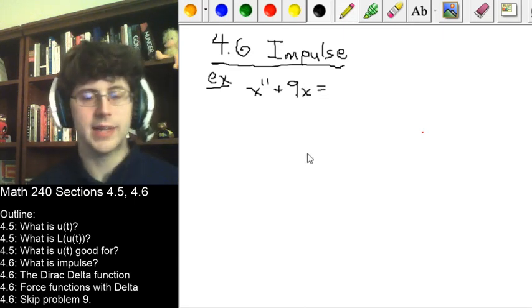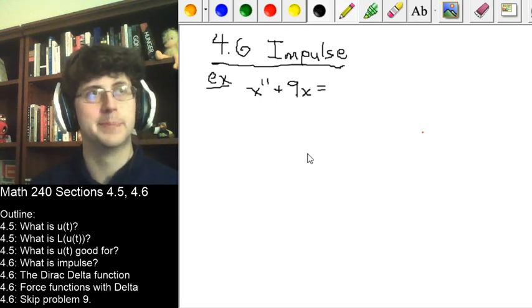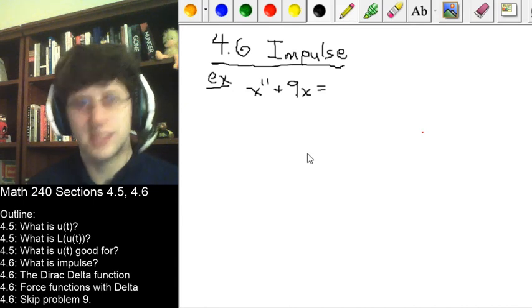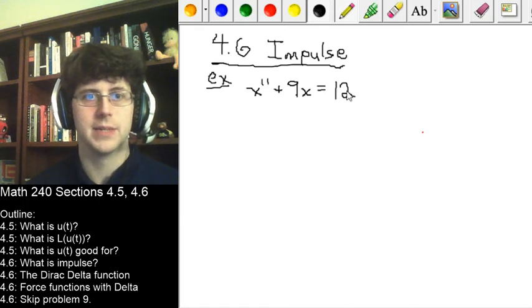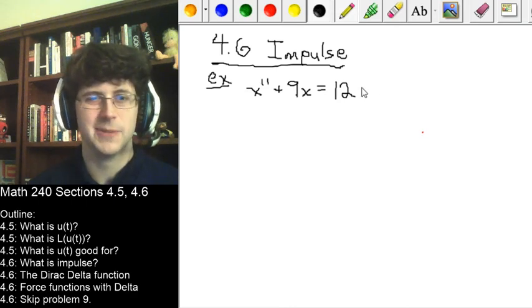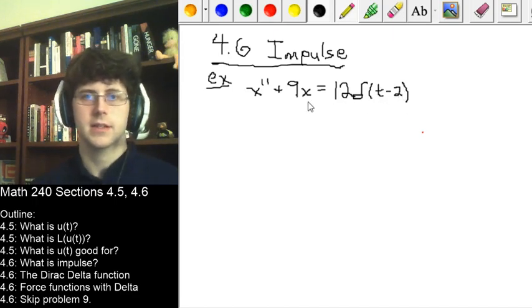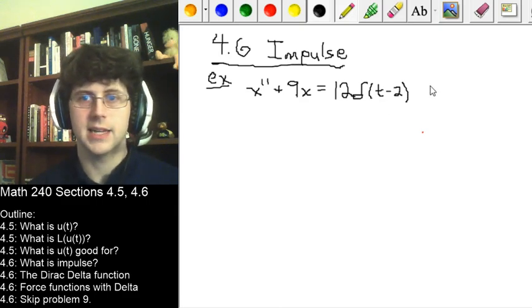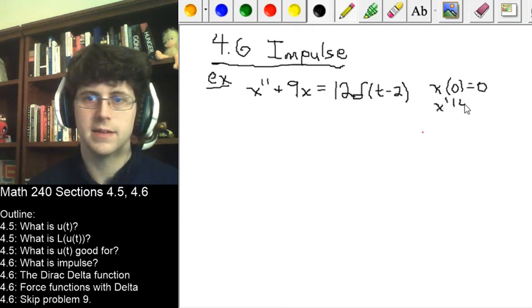And it's just sitting there quietly. You don't put any force on it at all until suddenly, at time 2, you smack it with a hammer and give it 12 Newton seconds of impulse. I probably didn't say time 3, probably time 2. So we're going to give it an impulse at time t equals 2. Other than that, we'll just let it sit there. The object is completely at rest at the start.